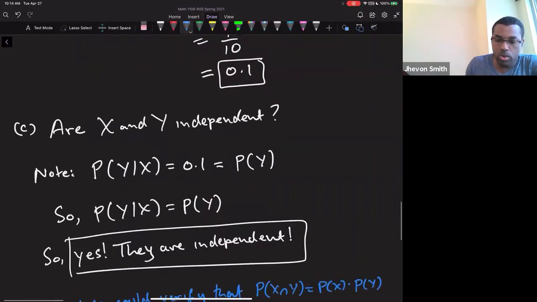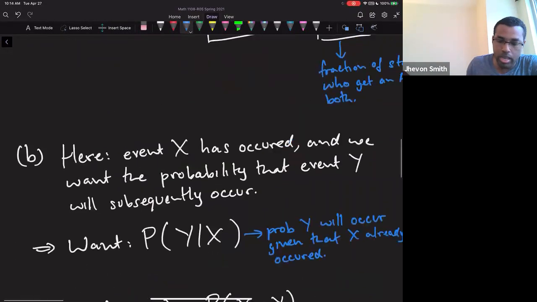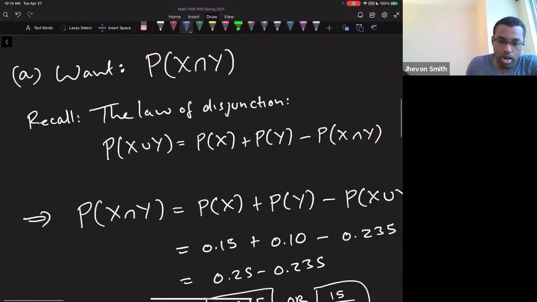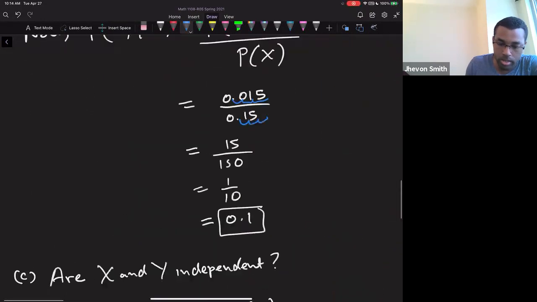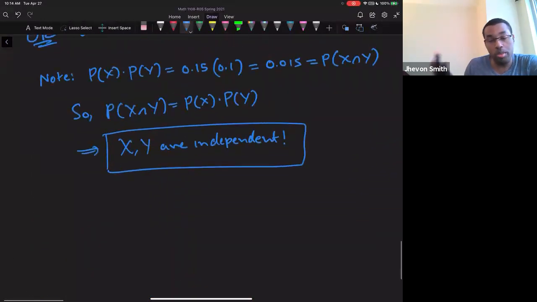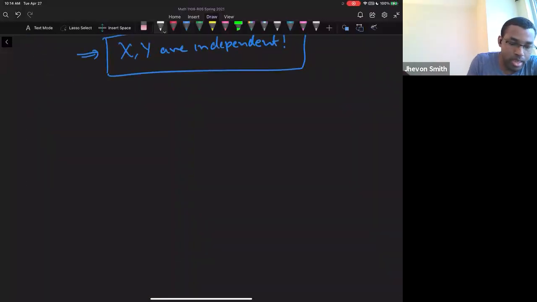But here you could do it without any further calculations. Just look at your answer to part B and compare it to the given information, and you'd realize that you have independence. Assuming you remember the equations that tell you when you have independence, and you would then know how to do that.